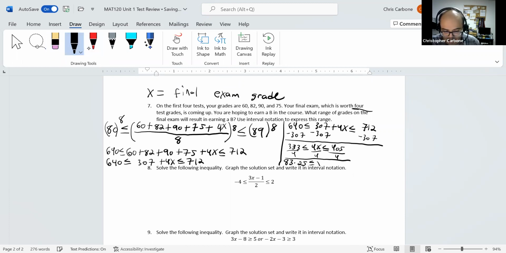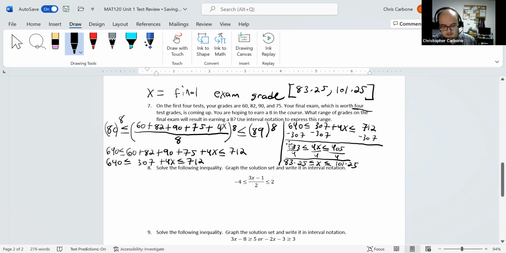83.25 is less than or equal to x, less than or equal to 101.25. So the interval notation, let me just write that up here. In brackets, 83.25, comma, 101.25. Again, it's brackets because we have or equal to's here.